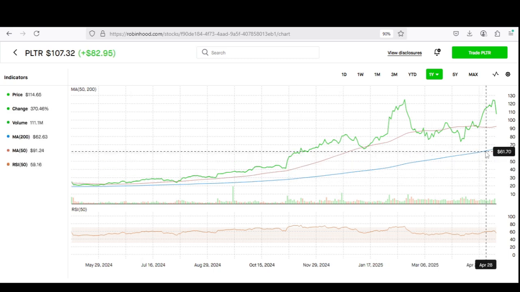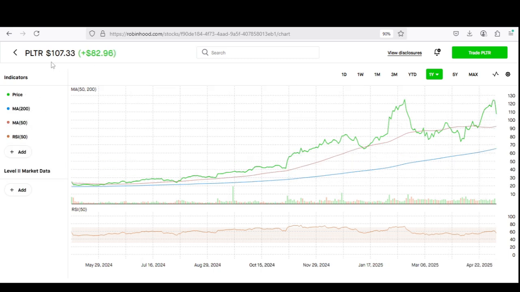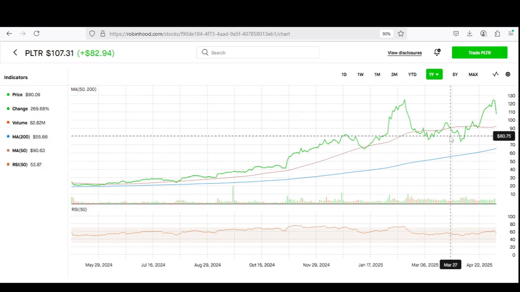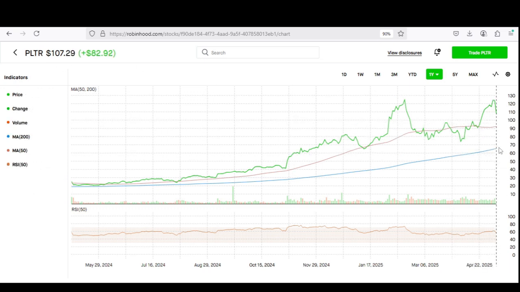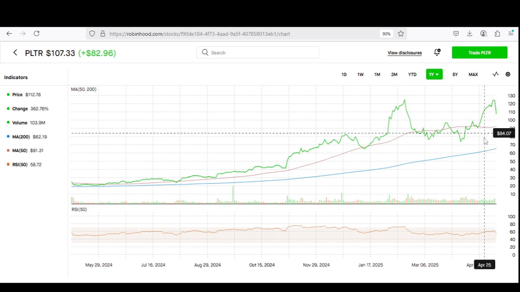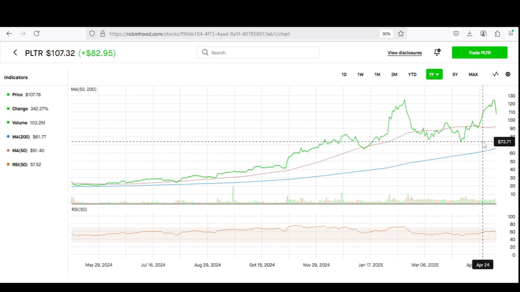Currently, Palantir's share price is at $107.33, which is trading above the 200-day moving average. Now, analysts have rated Palantir at a fair value of $90. Once again, Palantir's current share price is trading above even the $90. So, in my mind, well, not in my mind, based on facts, this stock is severely overpriced.